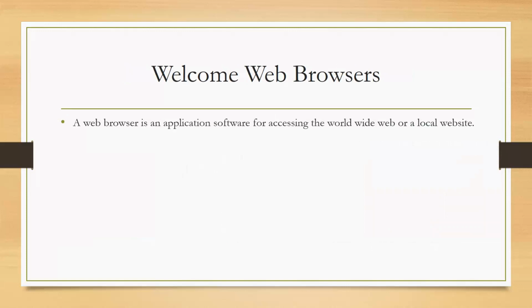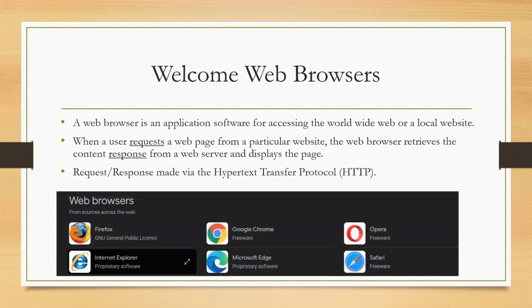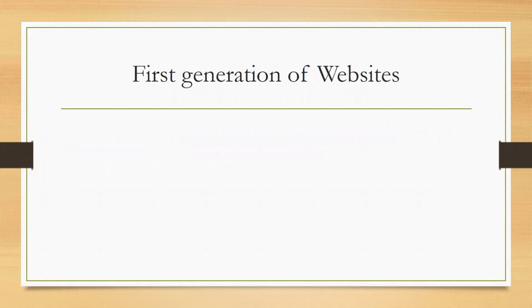And then came web browsers. And I'll just explain that a web browser is just an application software for accessing the internet or a local website if you have it running on your machine. The way it works is when a user requests a web page from a particular website, the web browser retrieves the content response from the server and then displays it in your window. And it uses HTTP. Obviously, I put some web browsers that are common.